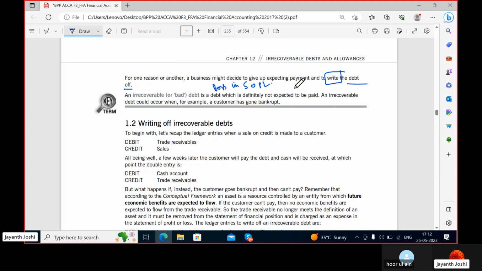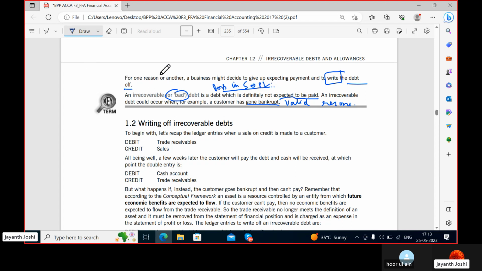Coming to the definition, irrecoverable debt is debt which is definitely not expected to be paid. It could occur when a customer has gone bankrupt. That is one valid reason. Since the customer has gone bankrupt, he is unable to make payment. And once we have identified a debt as bad debt, we have to show it as a loss in the statement of profit and loss. That is ultimately the accounting treatment.